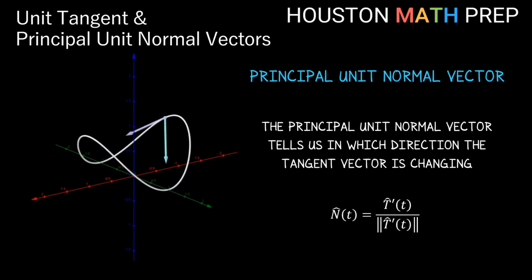You can think of it as letting us know which way we're about to be turning if we were riding this curve like a roller coaster. Our principal unit normal vector is often written as n hat, and we have a formula for it here. It's t hat prime, which is the change in the unit tangent vector, divided, of course, by its own magnitude so that it's a unit vector.